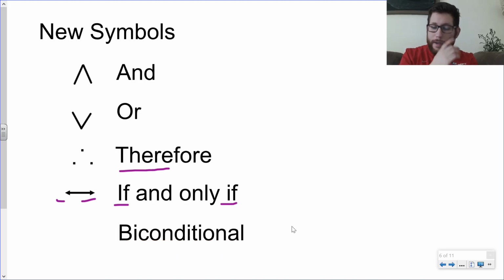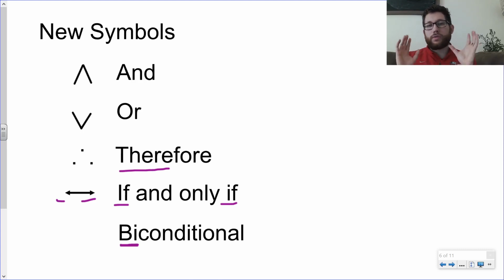All right. So remember we're talking about conditional statements, right? It means there's an if then. Biconditionals, if we talk about like a bicycle, bi means two. If we talk about bicycle, two wheels. Biconditionals, two conditional statements. So notice there's two if signs, if and only if.